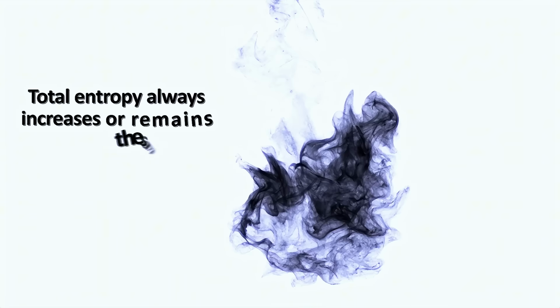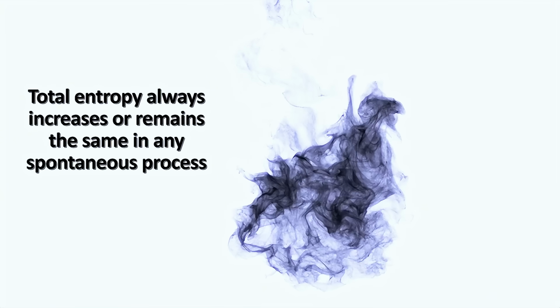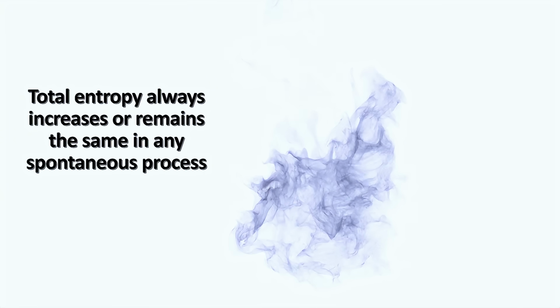To examine the role of information in reality, I need to tell you a little bit about the second law of thermodynamics. The simplest definition of it is that in a closed system, the total entropy always increases or remains constant in any spontaneous process. It never decreases. But to understand what this means, we have to understand what entropy is.